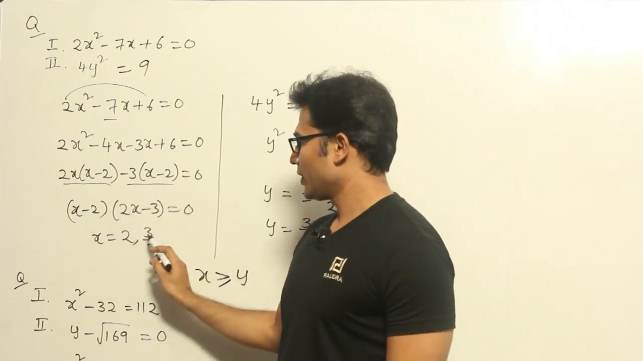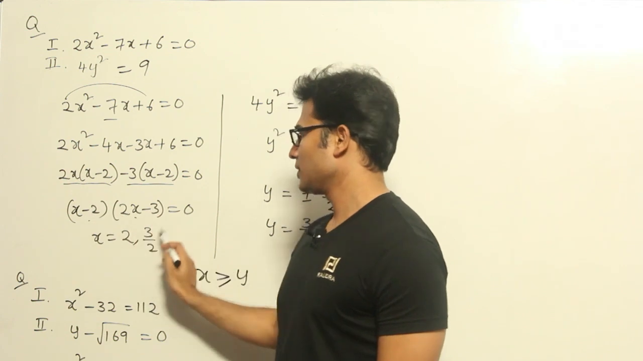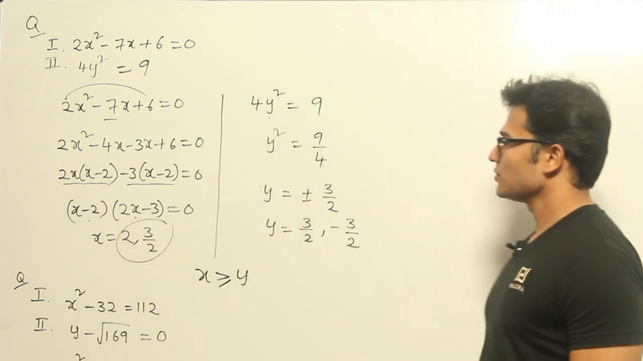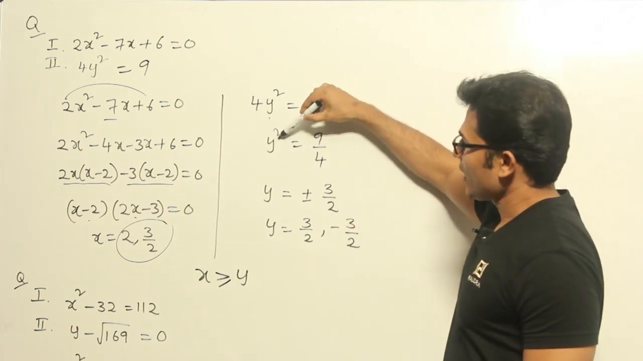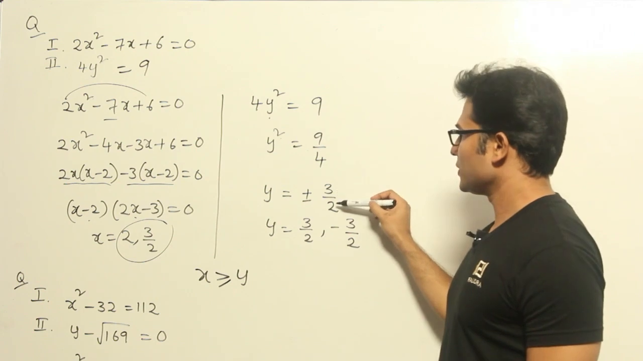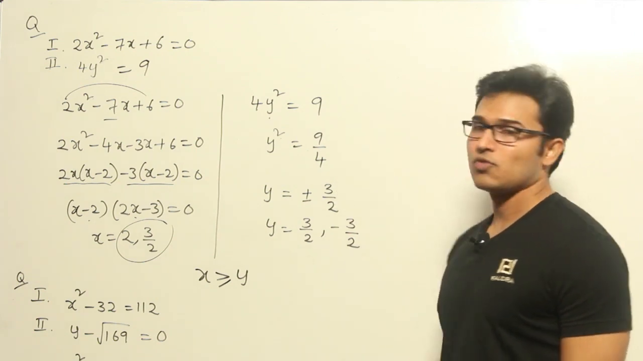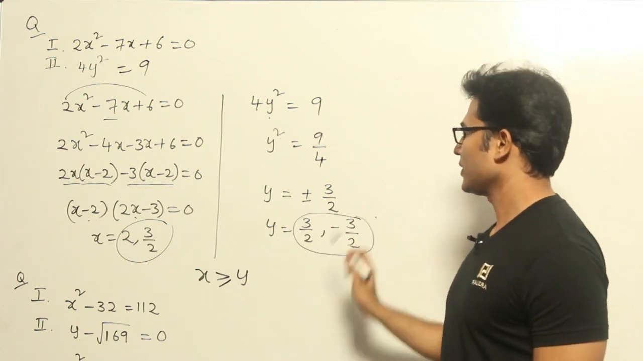And if you simplify it, you are going to see that x can be either 2 or x can be 3 by 2, right? And on the other side, for the values of y, y² is going to be 9 by 4. So if y equals plus 3 by 2 or if y equals minus 3 by 2, we are going to get 9 by 4, right? Therefore these are the values, right?